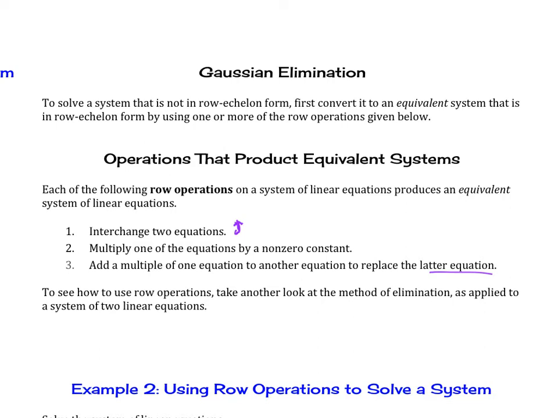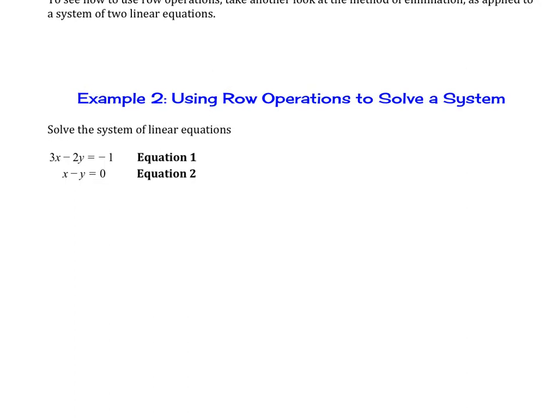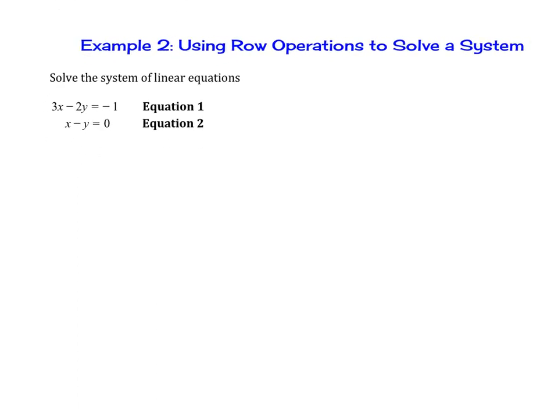So our goal in this section is to be able to write it in row echelon form. I know that we can solve this by just doing elimination from the previous section, but our goal again is to learn how to rewrite these. So we're going to use row operations to solve a system. So we have 3x minus 2y equals -1 and x minus y equals 0.